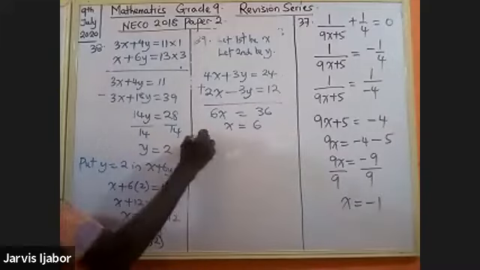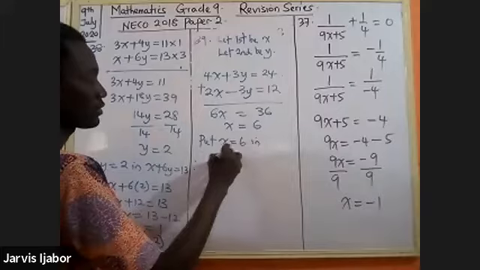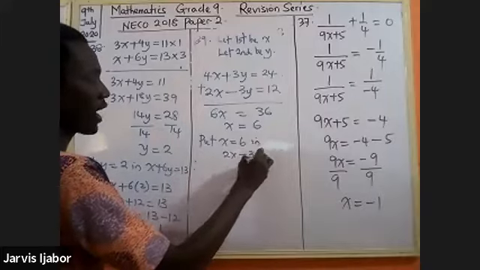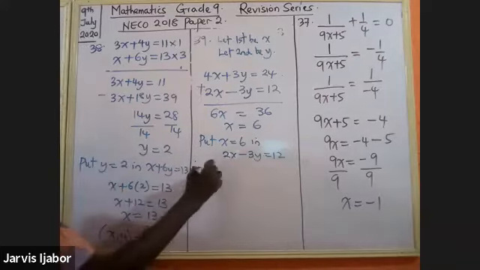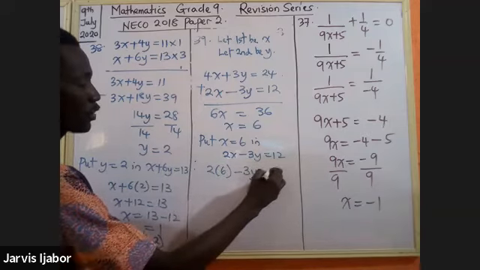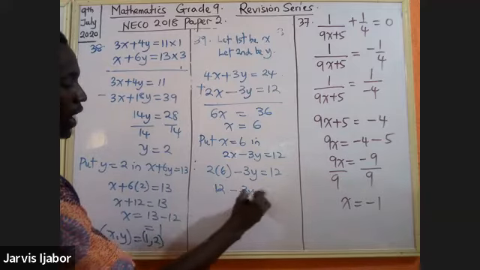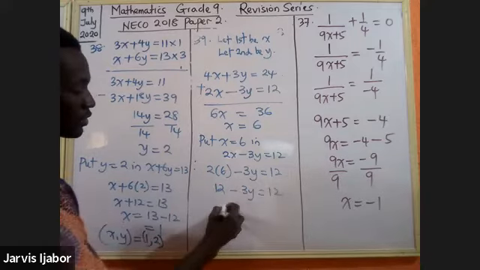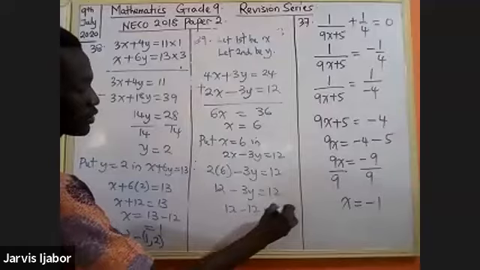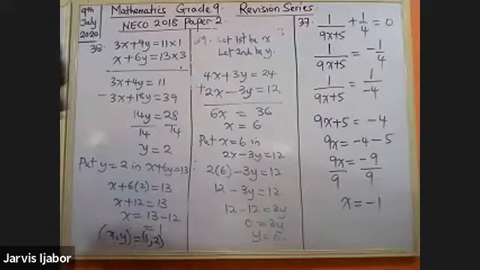So I will now put x equal to 6 in 2x minus 3y equal to 12. So 2 into 6 minus 3y will be equal to what? 12. So 12 minus 3y is equal to 12. So 12 minus 12 is equal to 3y. 0 is equal to 3y, meaning that y is equal to 0. Y will be equal to 0.